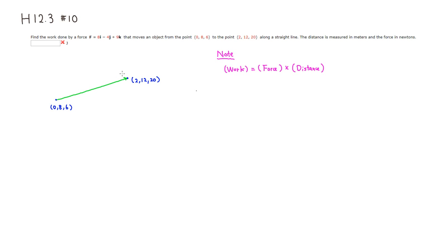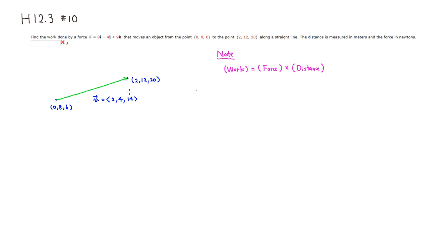I'm going to view this as a vector here, and I'm going to call this vector V. It is going to be 2 minus 0, which is 2, and 12 minus 8, which is 4, and 20 minus 6, which is 14. So that's the vector V, the path vector.